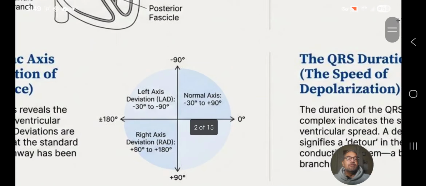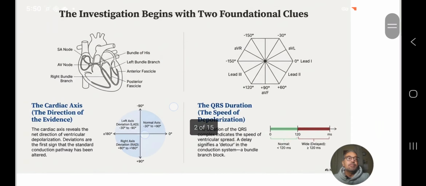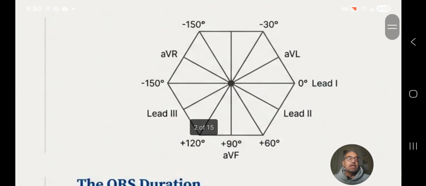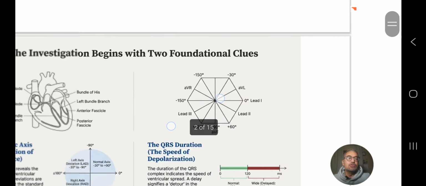So, if you look at this zoomed up view, the normal axis is from 0 to 90, left axis is minus 90 to plus or minus 180, right axis is plus 90 to plus or minus 180. If you look at this zoomed up view and focus on lead 1 and AVF, you see how you could estimate which way the axis is by looking at these two leads.